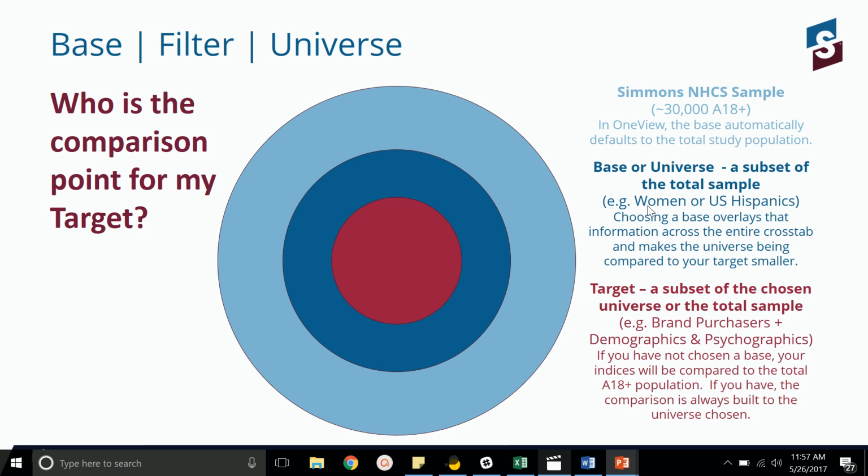Then we have this small red circle, which represents our target, which is a subset of the total sample or universe. If you have not chosen a base, your indices will be compared to the total 18 plus population. If you have chosen a base, the comparison point is always built to the universe chosen.